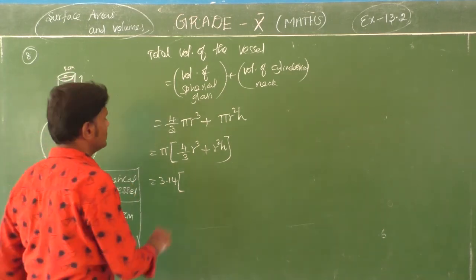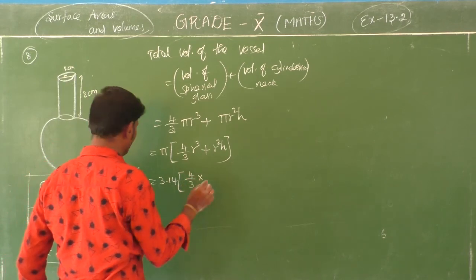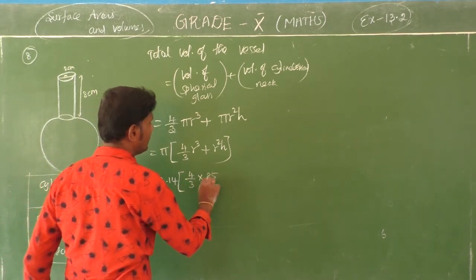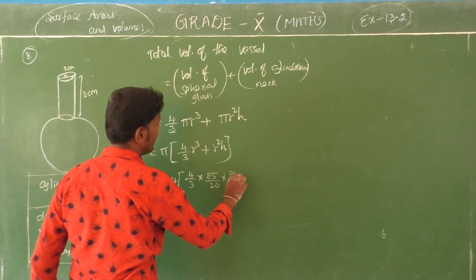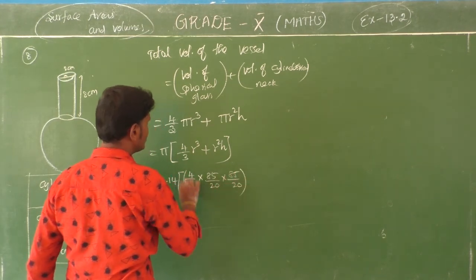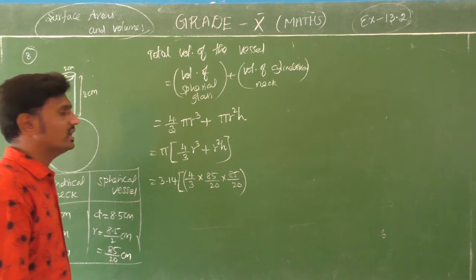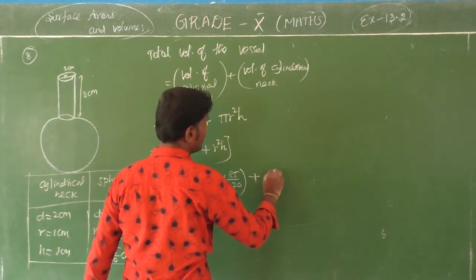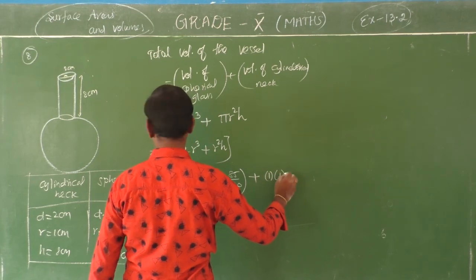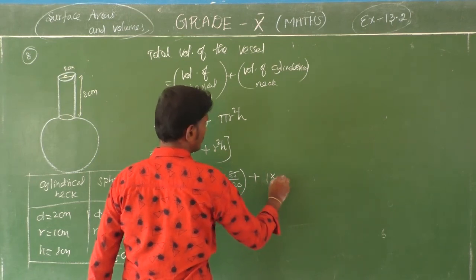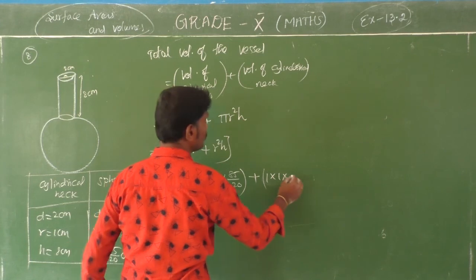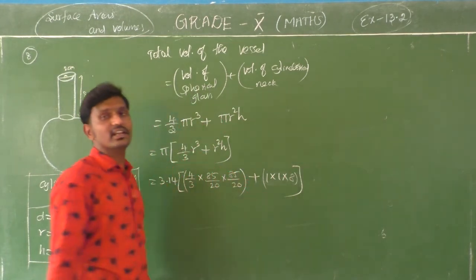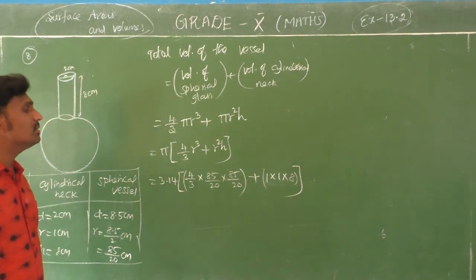Okay, students. Now 4 by 3 into 85 by 20 into 85 by 20. So this is the volume of the spherical glass, plus the volume of the cylindrical neck. You have radius 1, so 1 into 1 into height, which is 8. That's all, students. Now I am going to simplify.